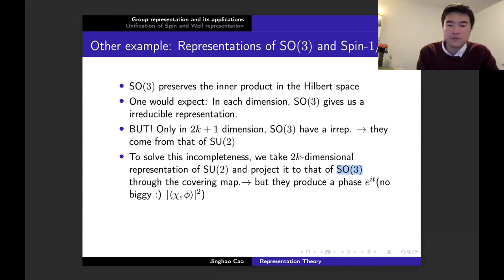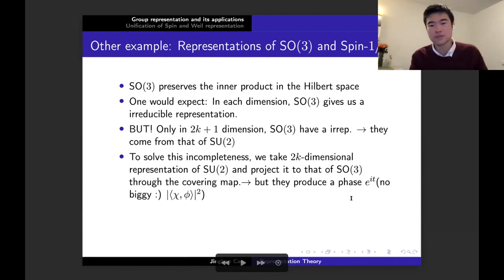But we can compute a bit and see that it actually produces a phase e to the power of i t. And we call it a projective representation. It's not a true representation, but that's not a big deal, because remember what we want. We want to take the scalar product of two states. And if we have a phase e to the power of i t and then take the modulus squared, the phase disappears, because the modulus of this phase is always one. It doesn't hurt, so to speak, our physical intuition in the beginning.